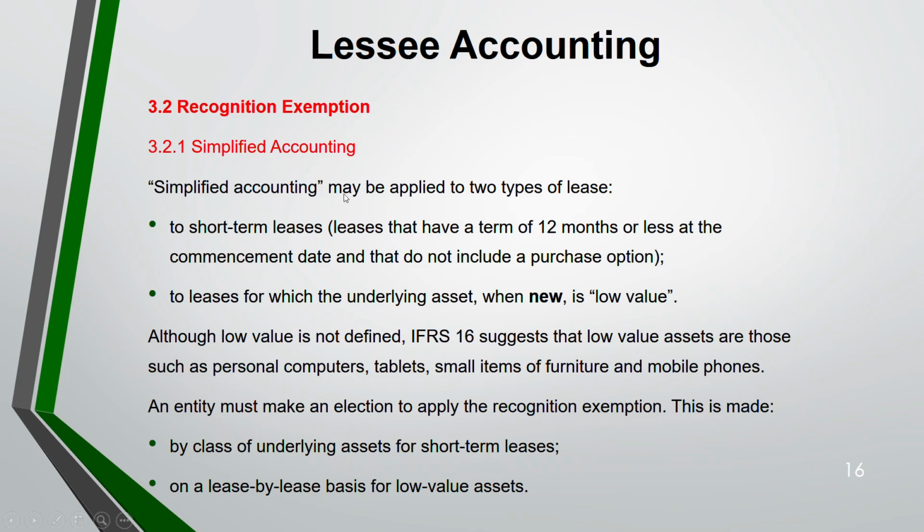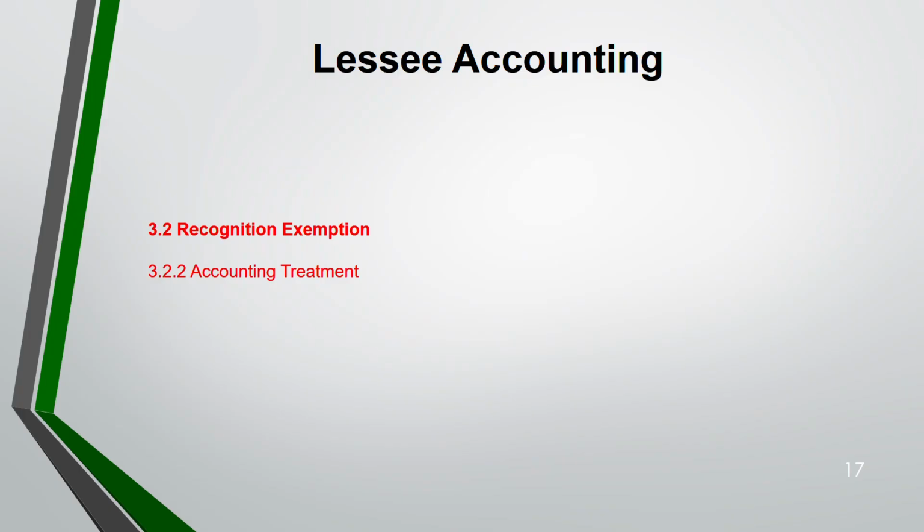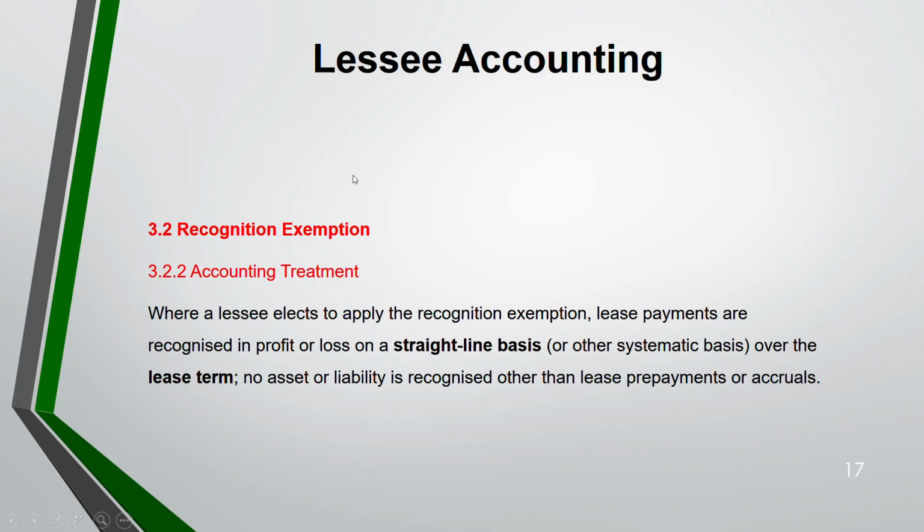So when you have to see whether your asset is a short-term lease or not, you have to see by the class of asset. And for a low-value asset, you have to see lease by lease basis and make the election. Now, accounting treatment. When a lessee elects to apply the recognition exemption, it is exempted from recognition. So for your lease payment, you will not recognize an asset, you will not recognize a liability. That means no lease liability, no right-of-use asset.